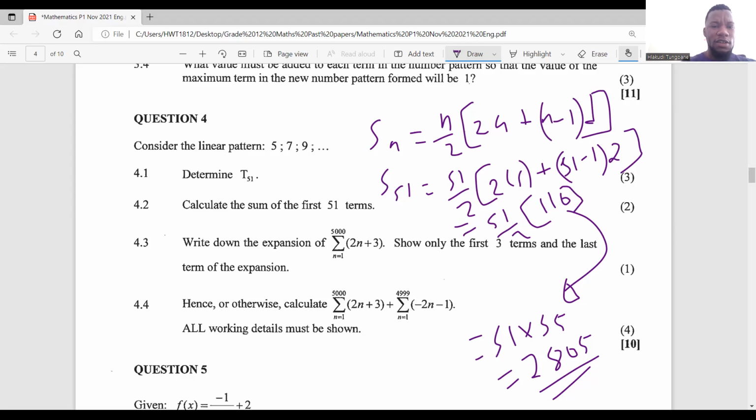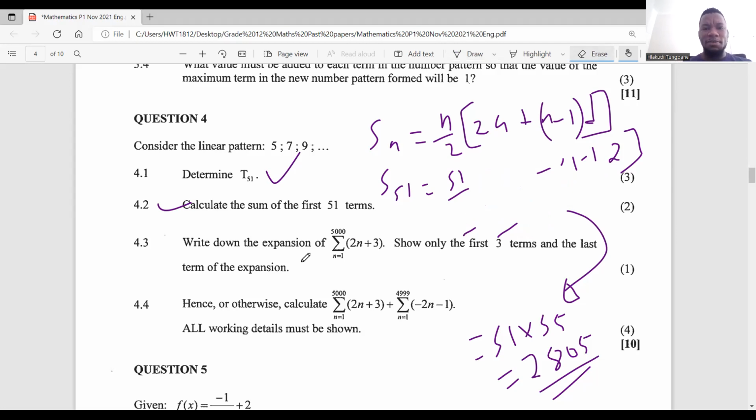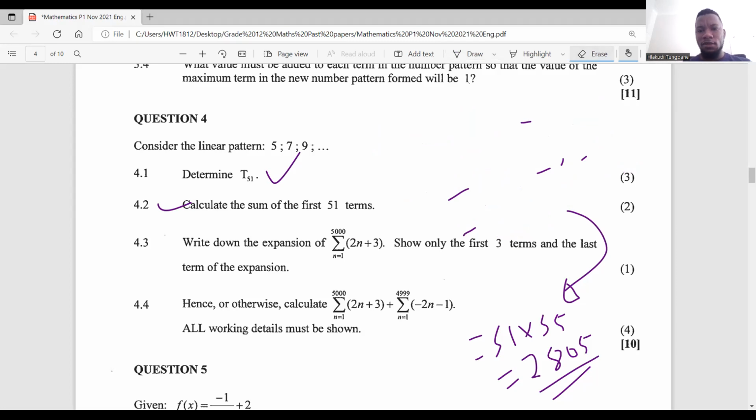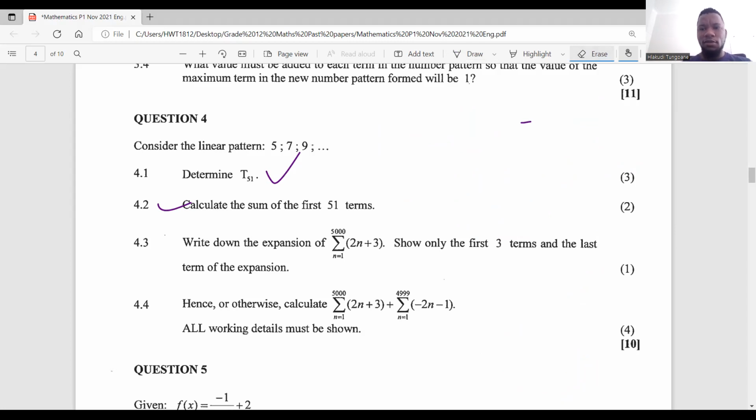Okay, so then that solves the first two equations. So now we have the third question there that says, write down the expansion for Sn for that sequence that they gave you there. So let's just erase here. They say write down the expansion for this. Show only the first three terms and the last term of the expansion.